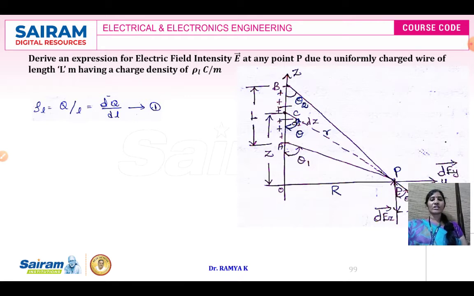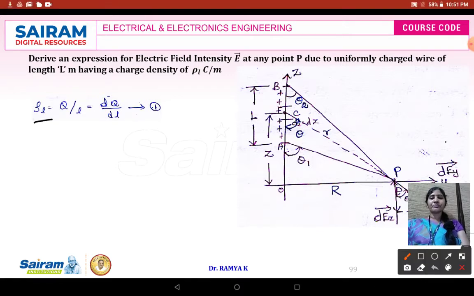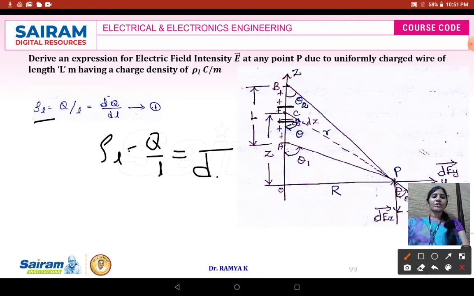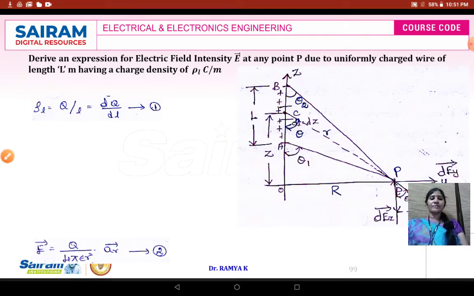assumed the line charge density, because in the problem it is given uniformly charged wire of length L meter having a charge density of rho L coulomb per meter square. So when it is given a line charge density, it is going to be charge distributed over the length of the line. In this we have assumed a differential elemental length. So if the length is assumed to be differential, the charge distributed towards that particular point will also be differential. So we can get rho L is equal to dq divided by dl.